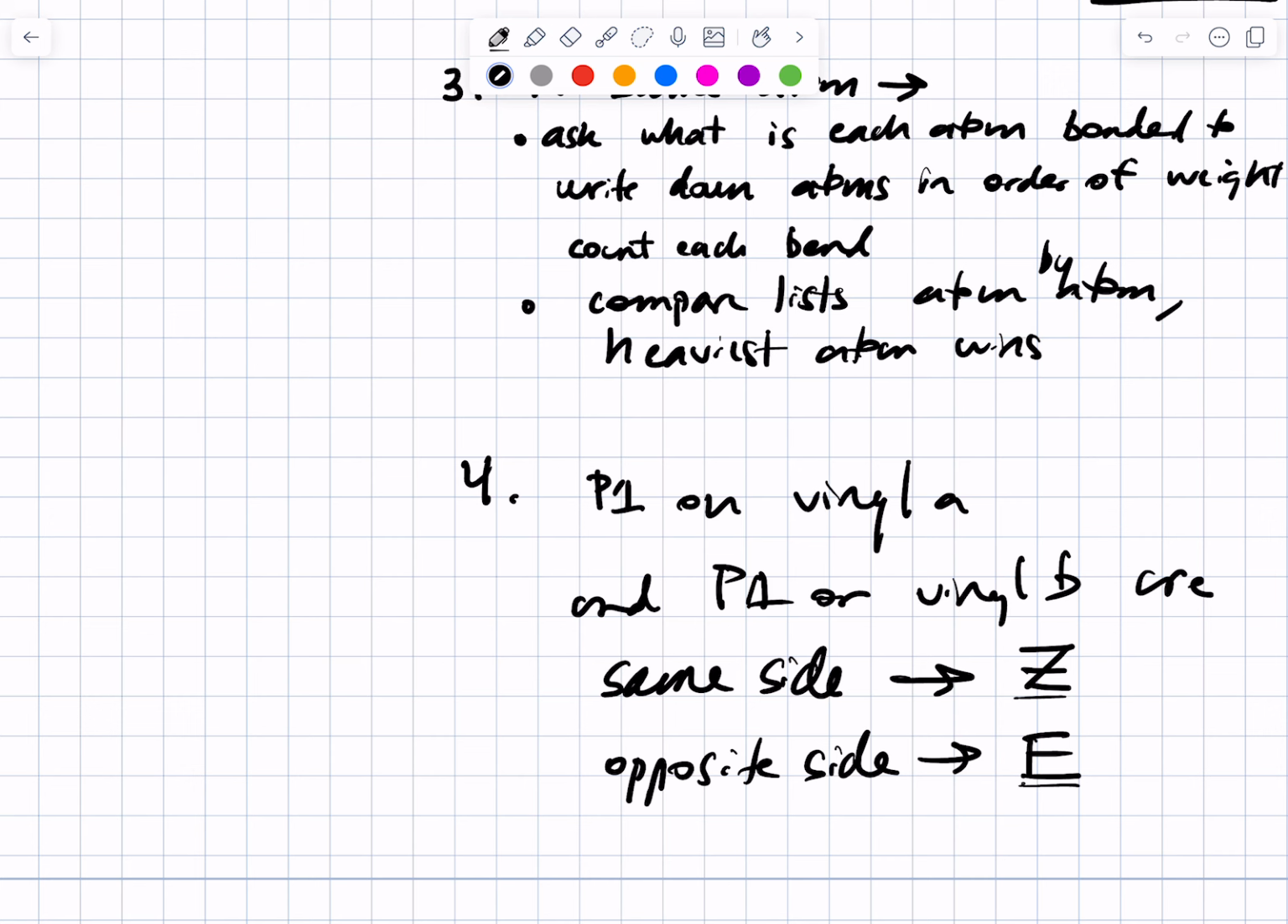Okay, same side. E is for the German word entgegen, which I think means opposite or apart. So I don't know how you're going to remember that. Opposite ends with an E, but so does same. So does that really help? I don't know. Figure it out.